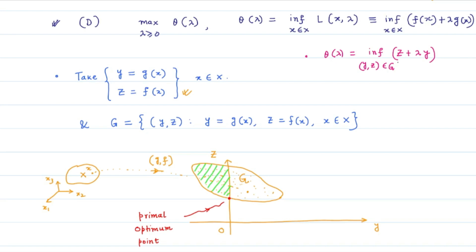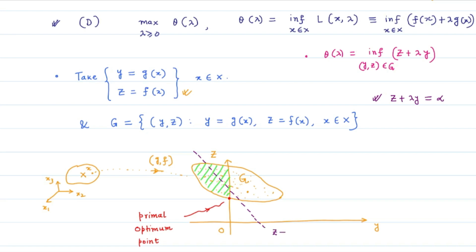Now to find an infimum value of this expression, we see that this expression z plus lambda y has level sets. Let's suppose corresponding to the alpha level set of this function is obviously a straight line in the yz plane. For a given value of lambda, this expression identifies a line in the yz plane, and this line has slope minus lambda. So let's suppose this line is the line z plus lambda y is equal to alpha.